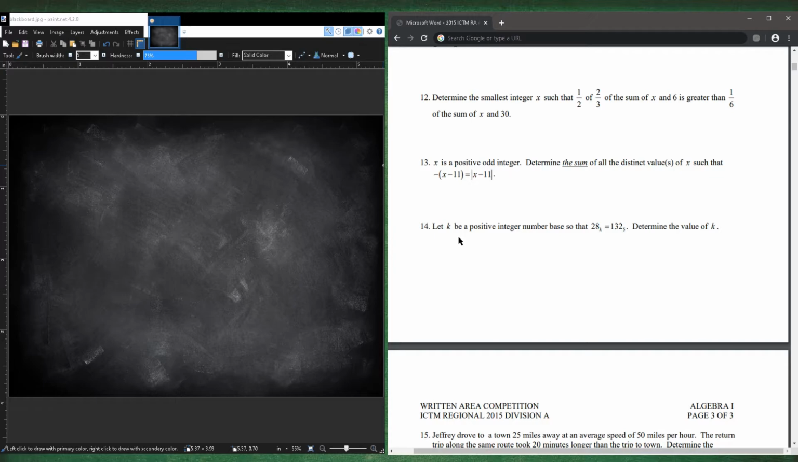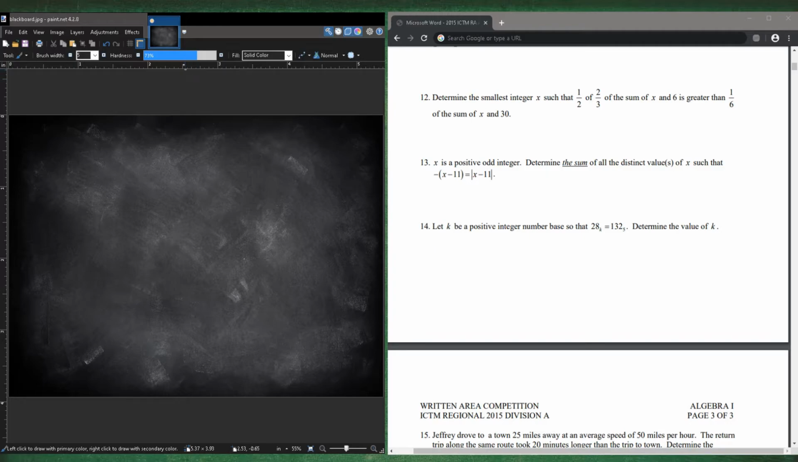Okay, question 14. Let k be a positive integer base so that 28 base k is equal to 132 base 5. So when I do these, I usually convert them all to base 10. How this works is that you have an 8 plus a 2 times that k. Okay, so that's how you do base 10 conversions. So the next one, for 132 base 5, is 2, the units digit, plus the tens digit times 5 raised to the first power, plus the hundreds digit times 5 raised to the second power. So you can probably see the pattern.